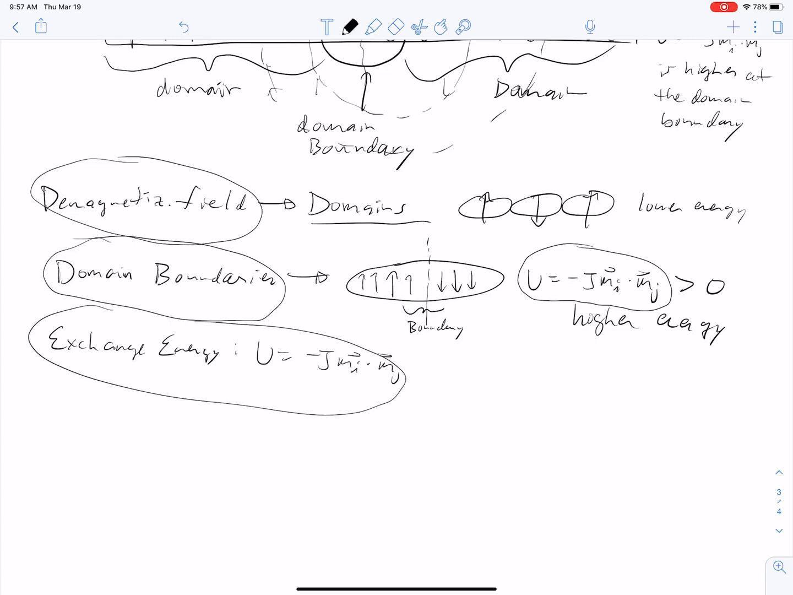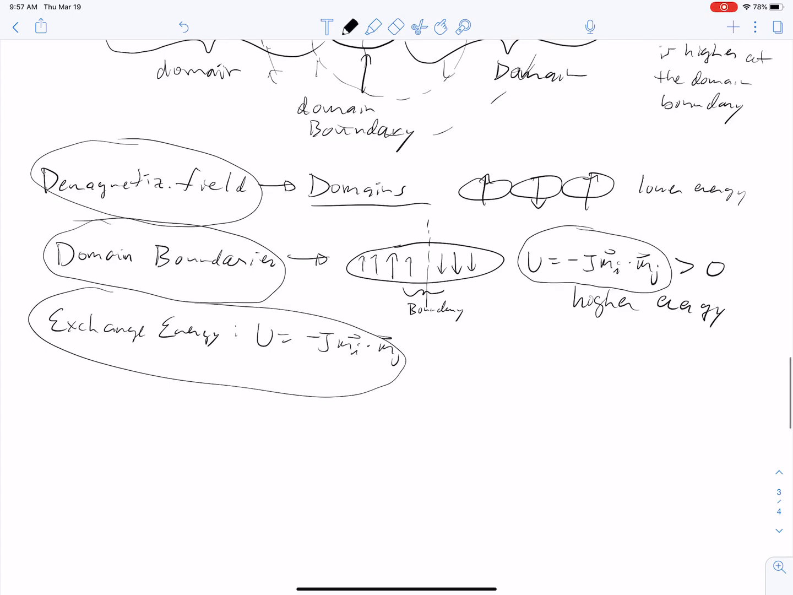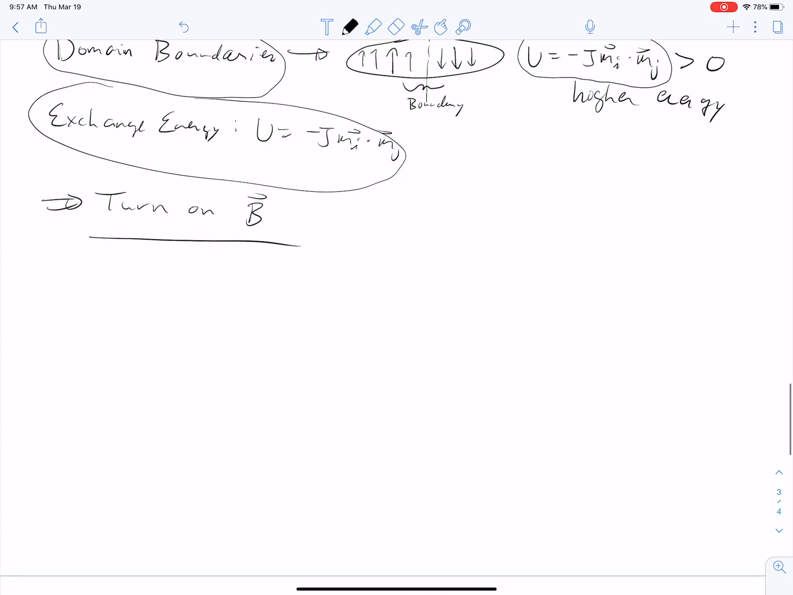And then, to make things even more complicated, you can turn on a magnetic field. Now when you turn on a magnetic field, all of these things compete. All of these things are happening at the same time. So what happens when I turn on a B, what happens to a ferromagnet? Basically all these things play out, and so let's talk about it for a second.